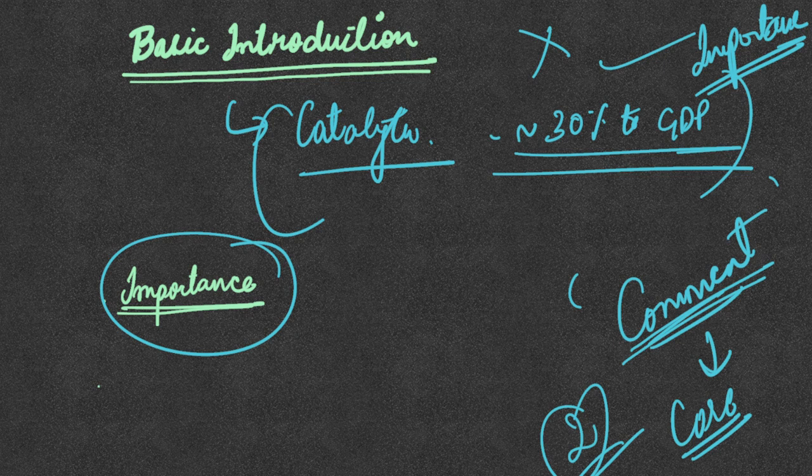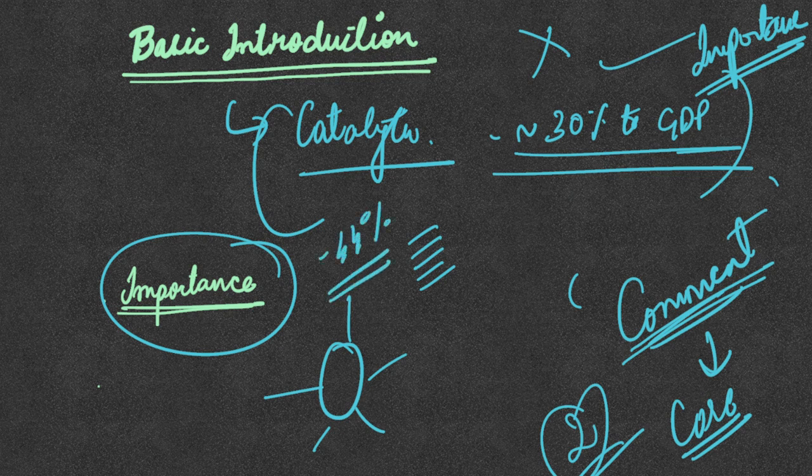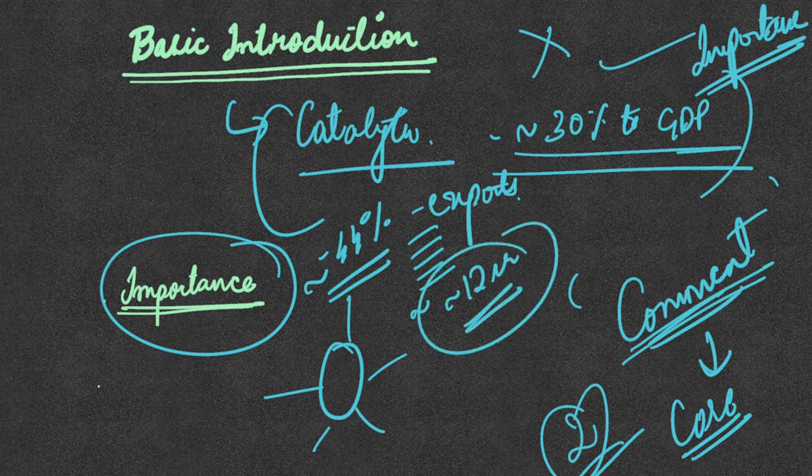So how do you explain the importance? You can probably use a hub and spoke diagram if you want to make it concise, or you can just write 1, 2, 3, 4. The way you choose to write it is up to you, but just make sure that you are concise. So in this, for instance, you can say that it contributes nearly 44% to the exports of the country. Therefore, it is important. And you can see that it is also important for the socio-economic development of the country, because nearly 12 crore people are employed in the MSMEs. So this shows the socio-economic importance of the MSMEs as well.